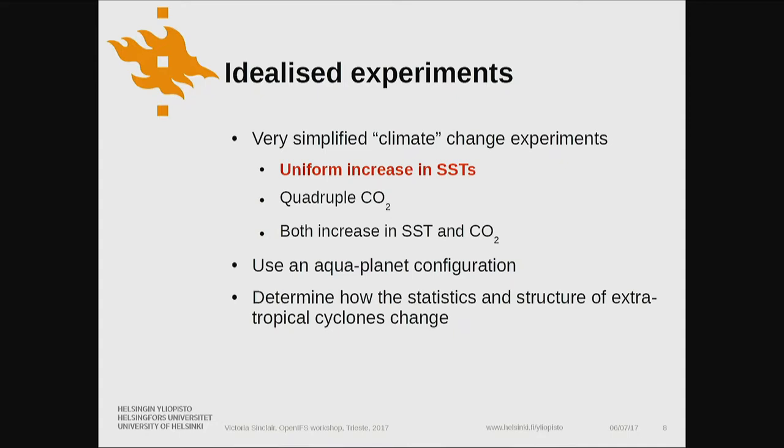So we're going to do this using an aquaplanet configuration. So as well as having a very simplified type of experiment, we have a very simplified model, so we have the OpenIFS configured into an aquaplanet configuration.